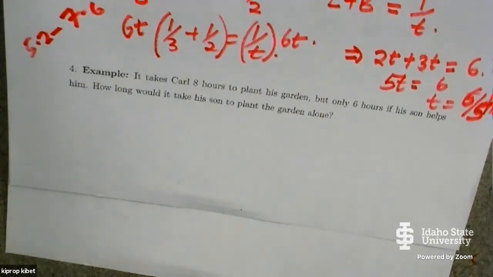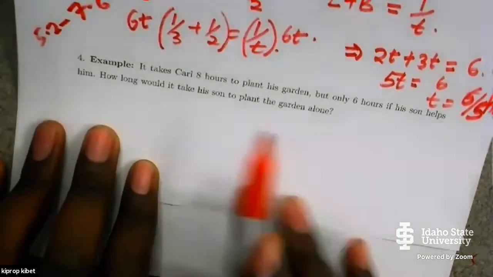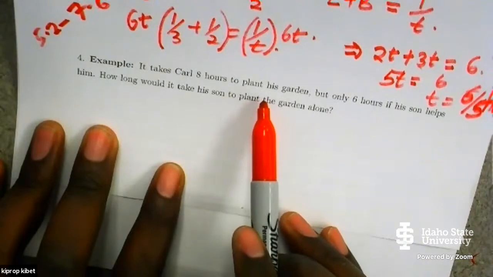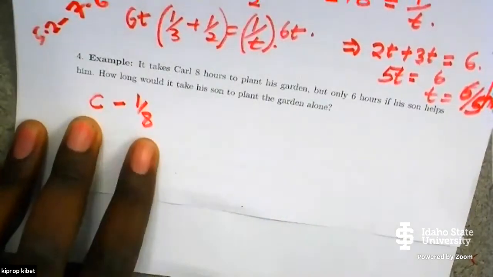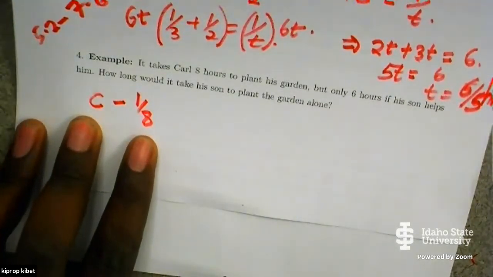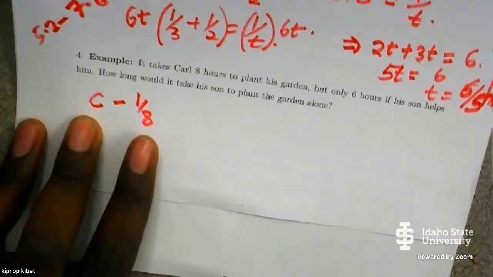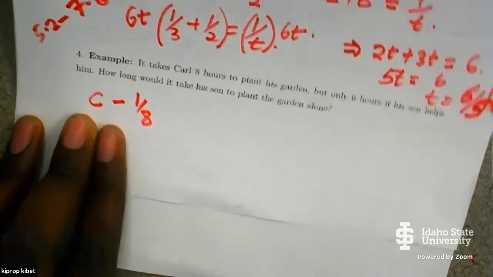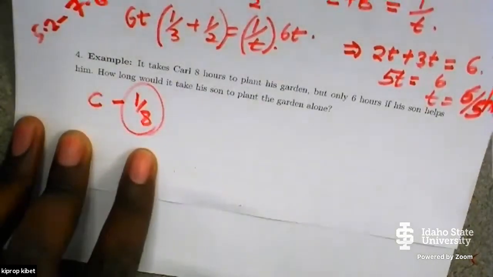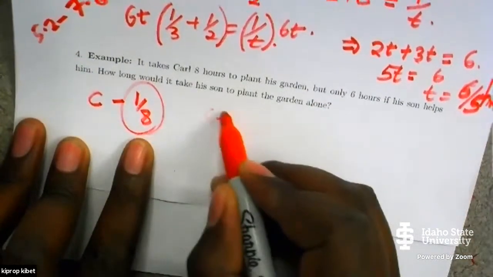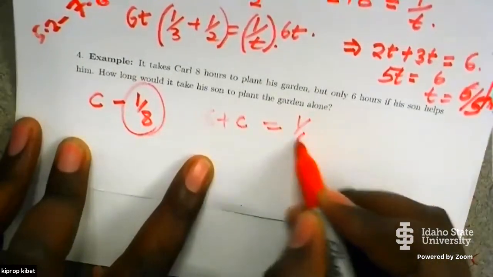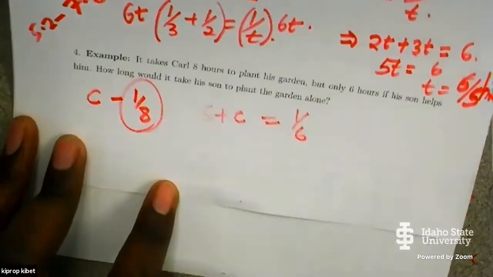So let's continue. Number 4. It takes 8 hours for Carl to complete the job, so you can say Carl can do 1/8 of the job in 1 hour. But it takes only 6 hours if his son works with him, so together they would do 1/6 of the job in 1 hour.